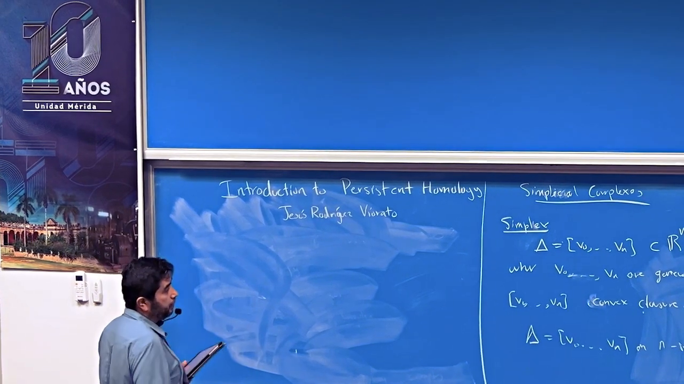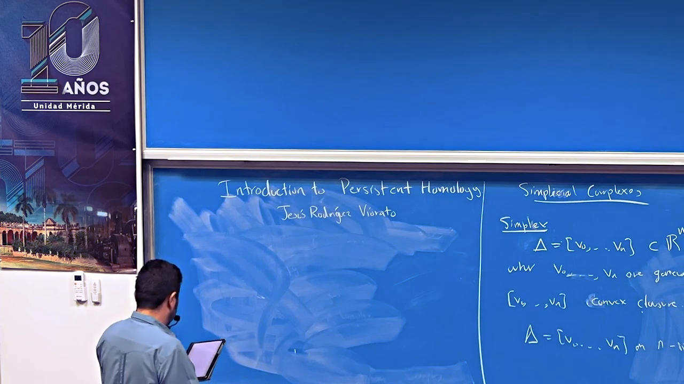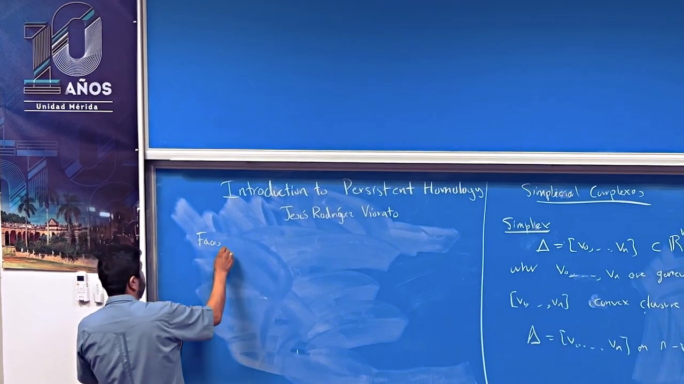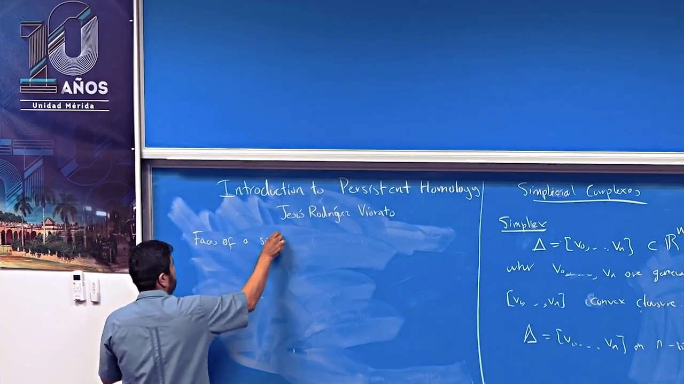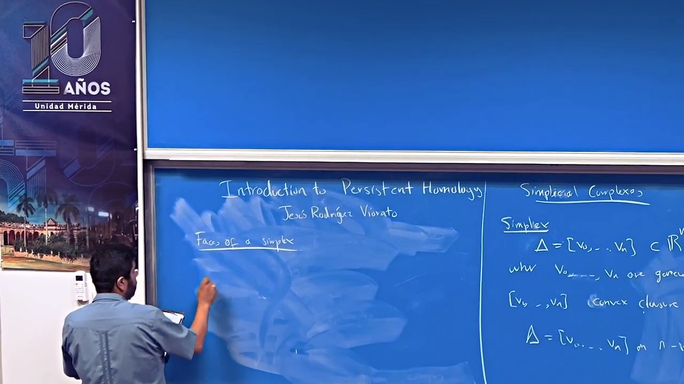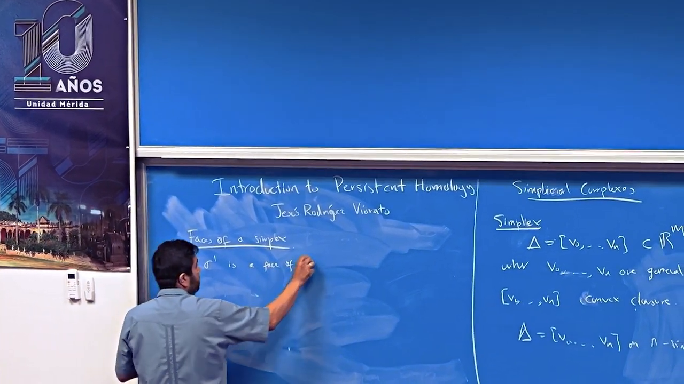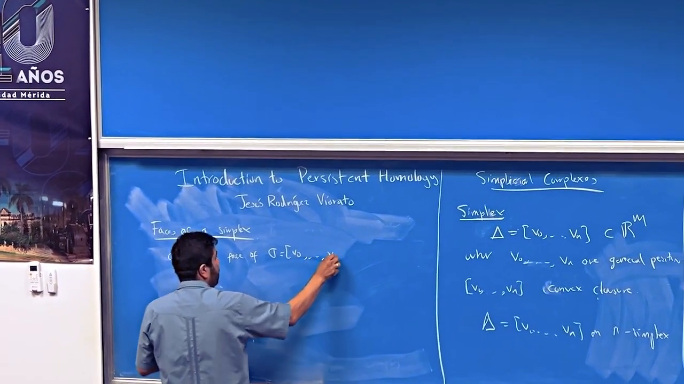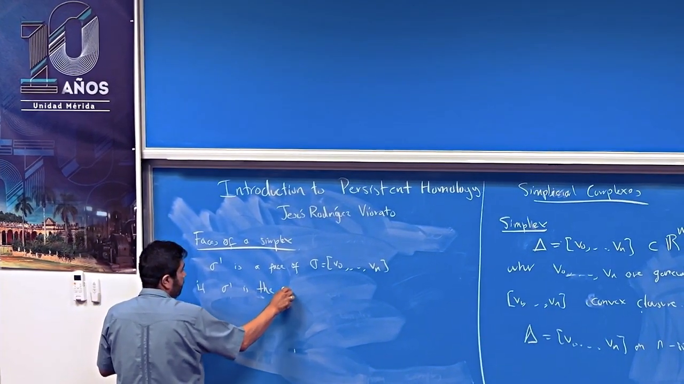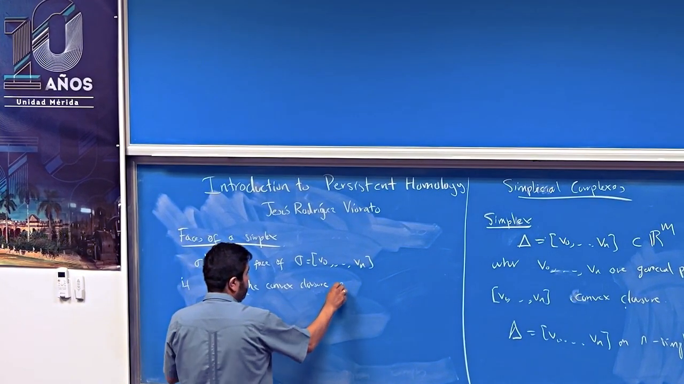But in order to start talking about how to build a simplicial complex with the simplexes, we need to talk about faces, the faces of a simplex. So sigma prime is a face of sigma if sigma prime is the convex closure of a subset.